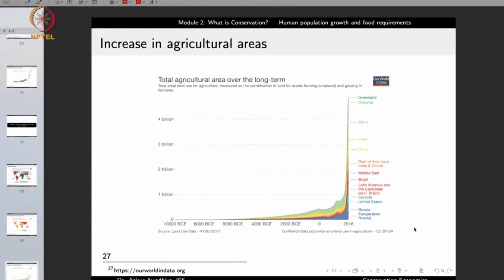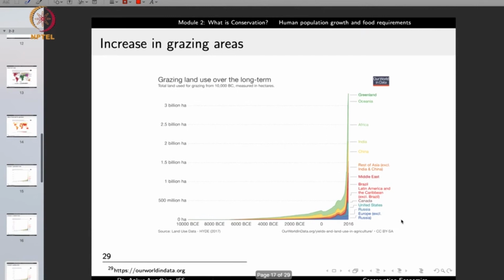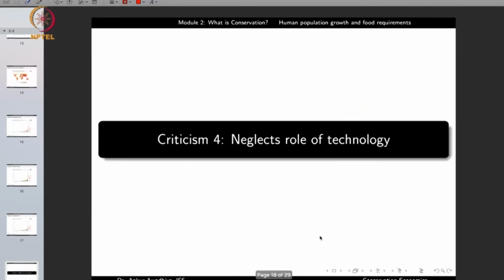So this is something that Malthus had not considered in his time, because these were roughly not possible in his time. And in agriculture, we see an increase in the cropland area. So the cropland area has also increased in an exponential fashion, and also the grazing area. And here you'll observe that most of this increase was in the last 2 millennia. So there is an exponential increase in the grazing area as well.